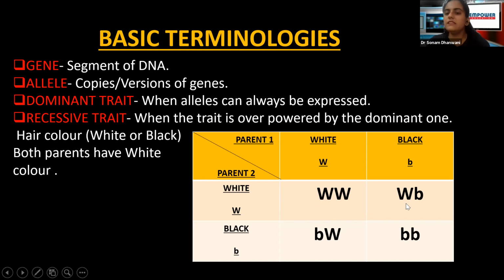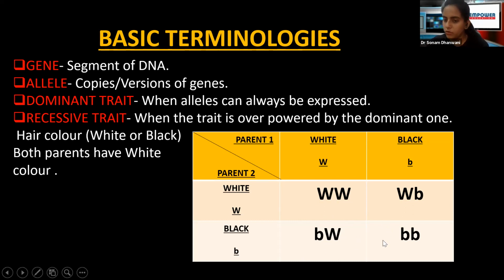Now, with this combination, it is W and b. White and black both are coming. In the alleles, white and black both are coming. But what is dominant in this? The capital W is dominant. So what will the baby's color be? It will still be white hair. Correct? Again, coming to the third one, it is bW. Again, we have a dominant character here. So, again, it will be a white hair baby.